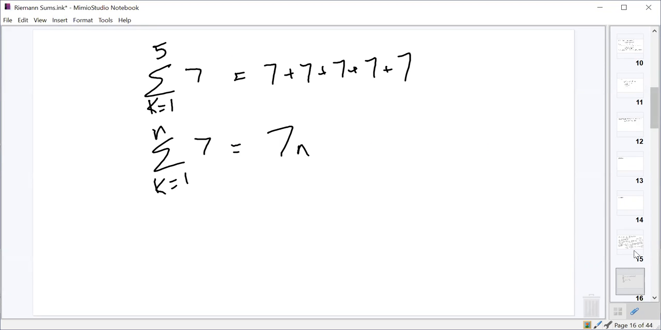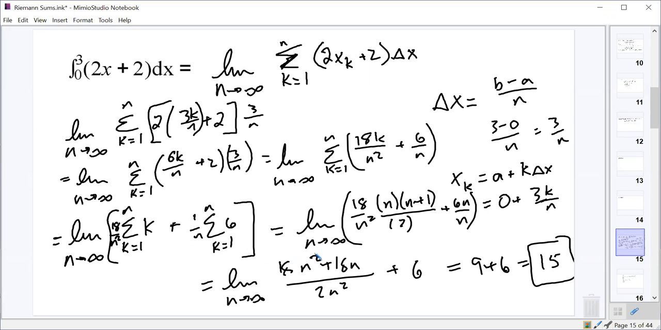Yeah, so that's what I did here. I pulled the 1 over n out, and I said I'm just summing together 6's now. And so if I sum together n 6's, that's 6n times the 1 over n is 6n over n. Our n's cancel to give us the 6. Everyone good? Any questions on that?